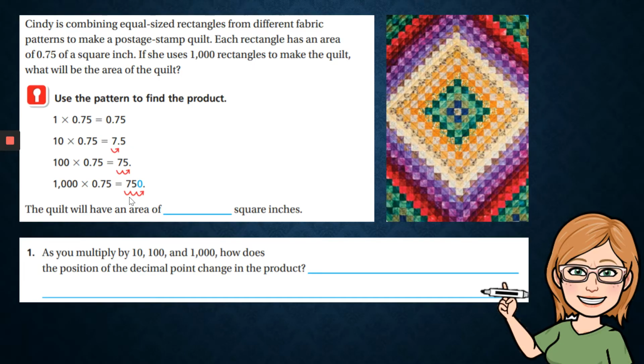Okay, Cindy is combining equal-sized rectangles from different fabric patterns to make a postage stamp quilt. Each rectangle has an area of 75 hundredths of a square inch. If she uses 1,000 rectangles to make the quilt, what will be the area of the quilt? So we're going to follow the pattern.